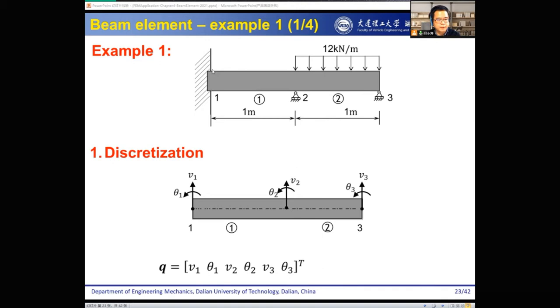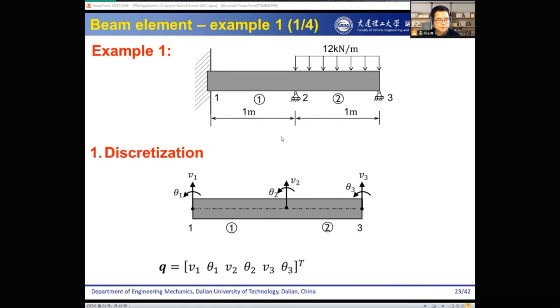One end is fully fixed, and here and here is free to move in the X direction. And we have a normally distributed force from 2 to 3. To do the FE analysis, first we do the discretization. So we mesh the structure into two parts. Okay, the first part and the second part.